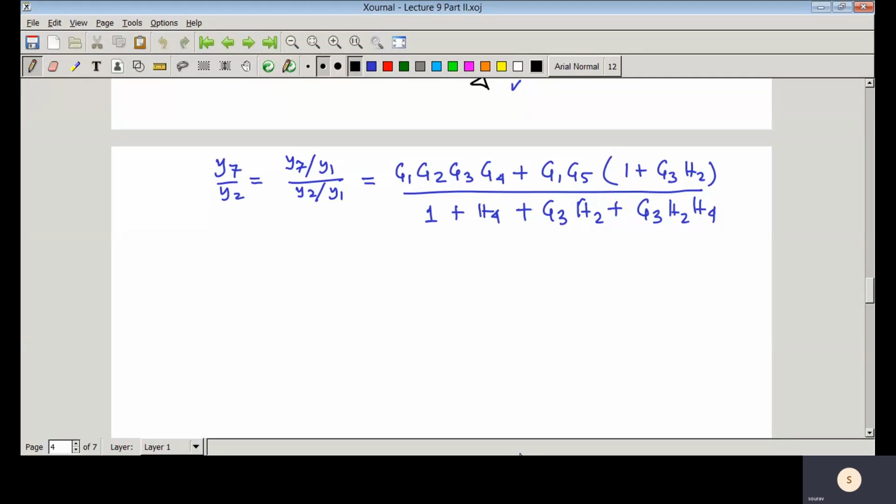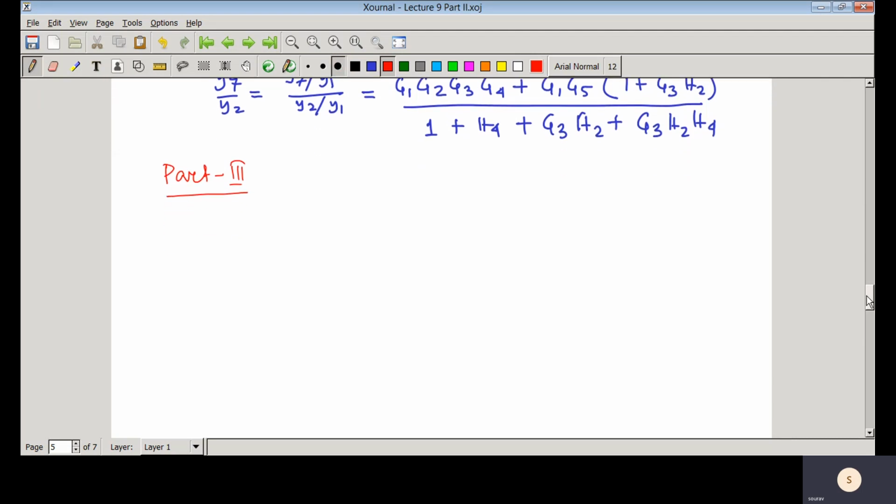So in part 1 and part 2 we have discussed the signal flow graph, and here this is part 3 of this lecture. Here we'll continue with the signal flow graph and we'll be solving two more problems to better understand signal flow graph algebra.